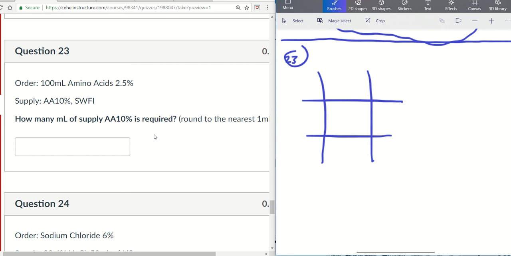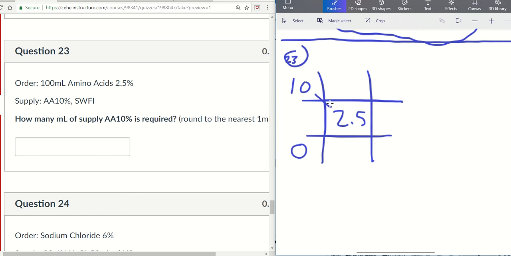Round to the nearest ml. All right, 23. What's our order for 23? Yep, so 2.5 goes in the middle. We got 10% and water, which is just 0. There's no amino acid in 0.